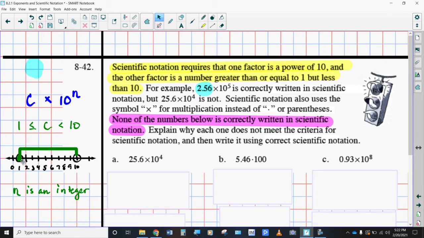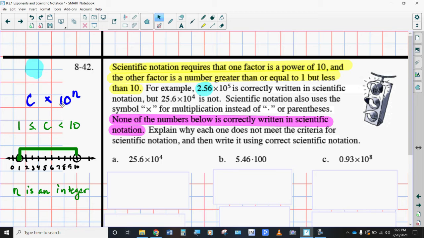So if you recall our inequalities that we graphed in 7th grade, having a circle around a boundary number and then shading it in means that boundary number is also a solution. So 1 is a possible number for that leading factor in scientific notation. 10 is not. It's got to be a number that's less than 10. So anywhere from 1 to 9.9999999, whatever, okay? Never a 10.